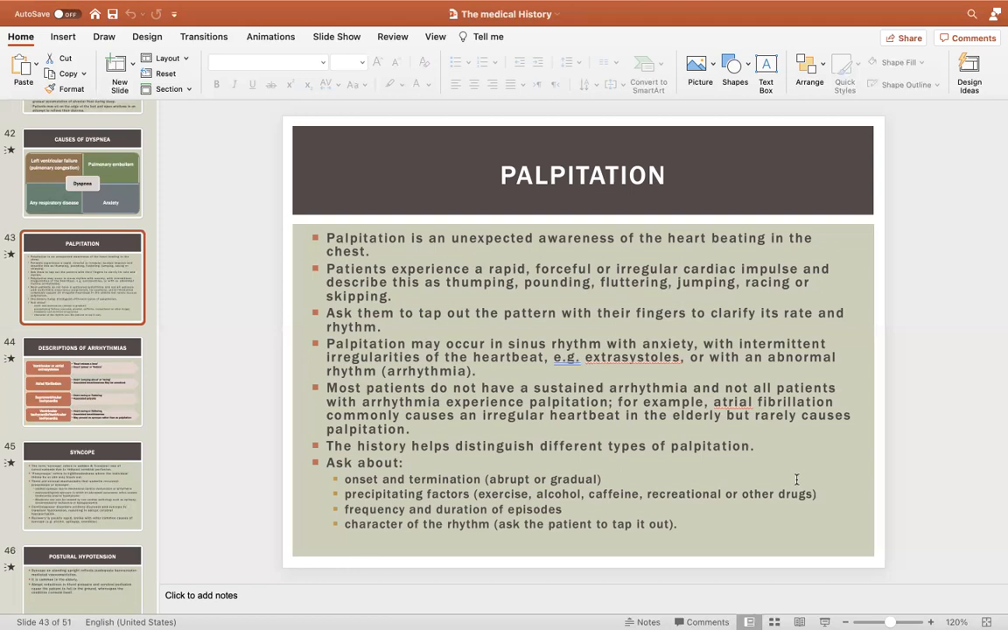The history helps to distinguish different types of palpitation. We should ask about onset and termination. Is it abrupt or gradual? And is the termination sudden, and how did the pulse rate return to normal? Precipitating factors like exercise, alcohol, caffeine, recreational or other drugs. Frequency and duration of episodes is very important, and ask the patient to tap out the rhythm.